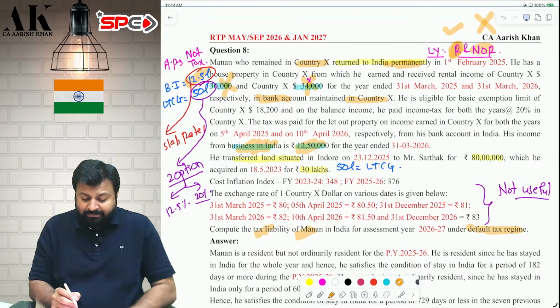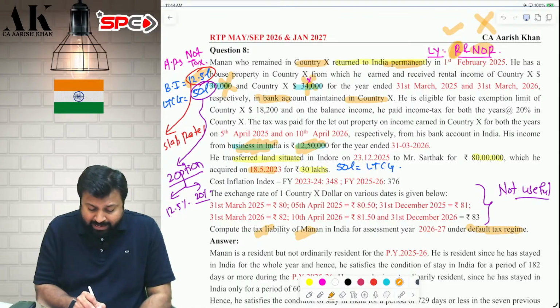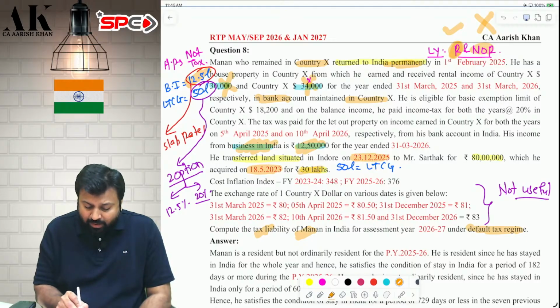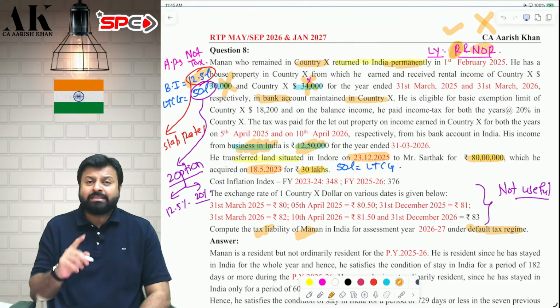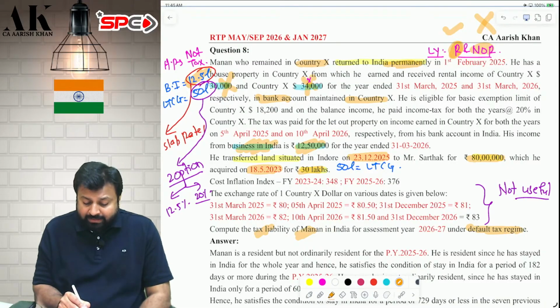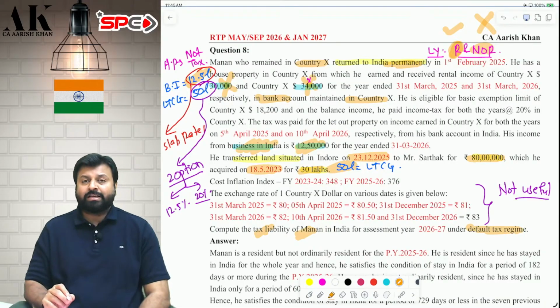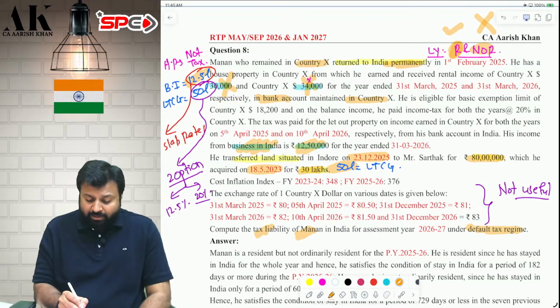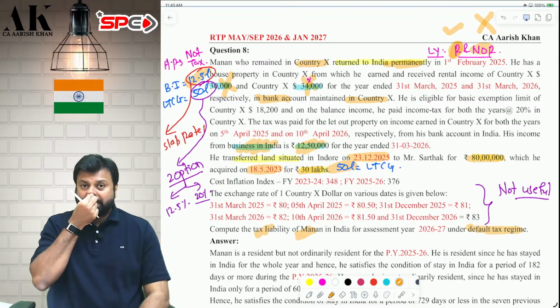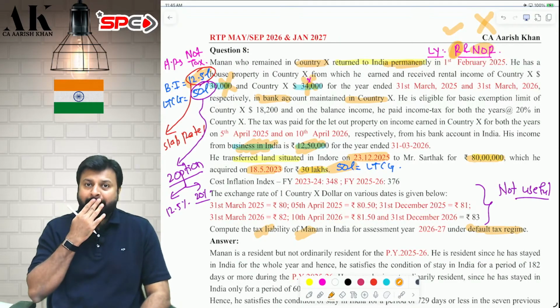And along with that, Manan has purchased some land in Indore on 18th March 2023 for 30 lakhs. Now Manan is selling that land on 23rd December 2025 for 80 lakh rupees. So this land is sold after 24 months, and this land is situated in India. Therefore, this capital gain will be chargeable to tax in India. Okay. Now, on this 50 lakh rupees, Manan has two options. That's the catch in this question. Which two options?